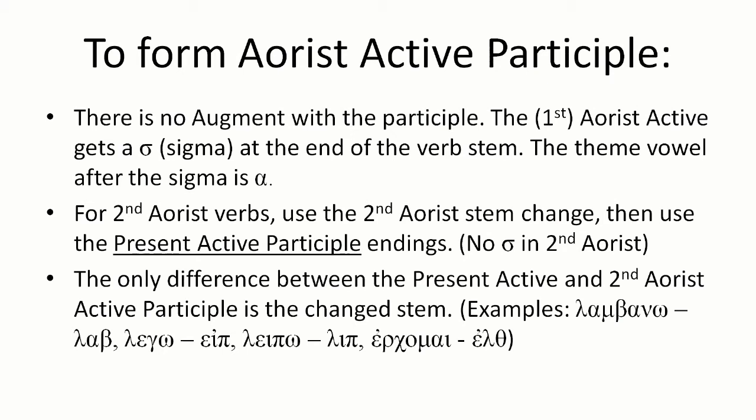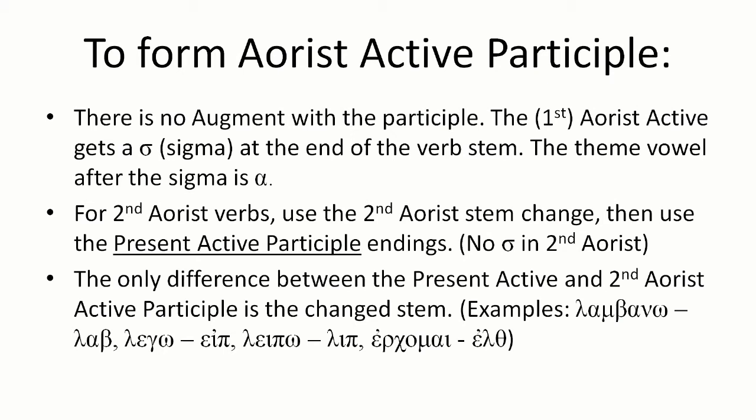So in the first aorist active, you're going to put a sigma at the end of the stem, no augment at the beginning, and then the theme vowel that comes after the sigma is going to be an alpha throughout. Just like the aorist indicative, you're going to have alphas going throughout here.